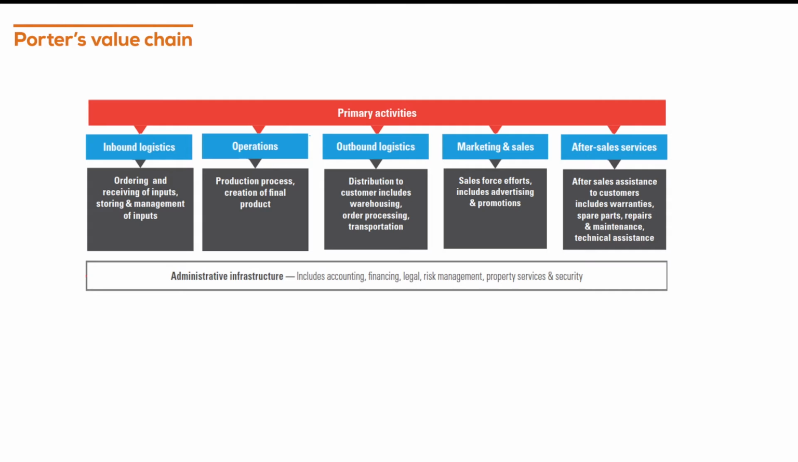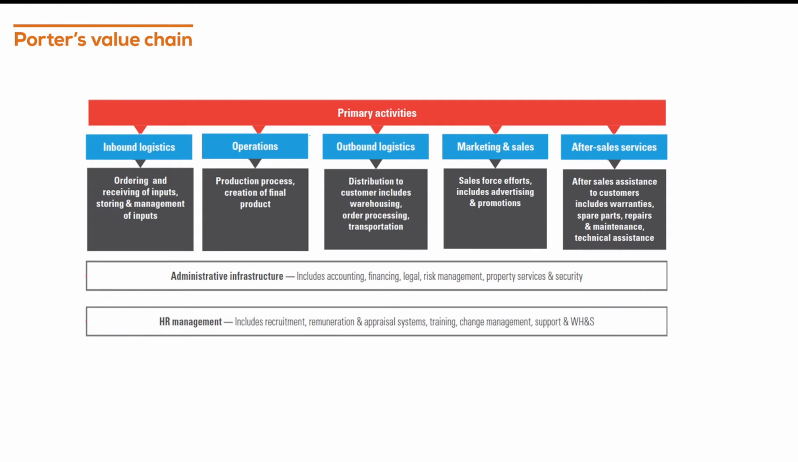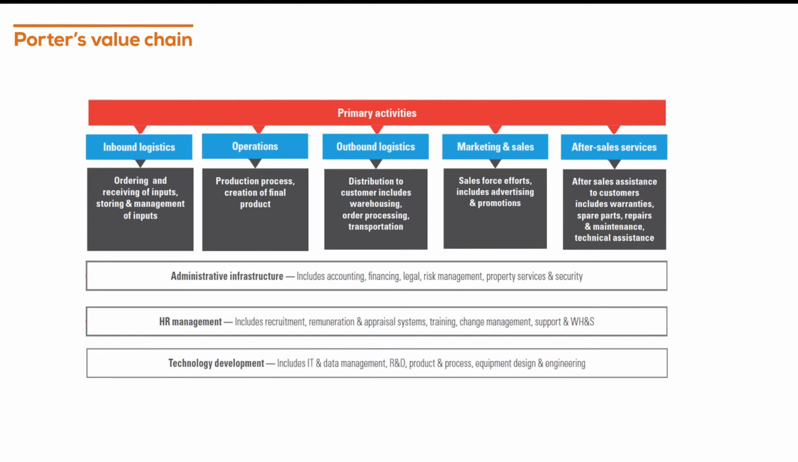activities. So this is administrative infrastructure. It includes professional, accounting, financing, legal, risk management, property services, and security. And the other thing, HR management includes recruitment, remuneration, an appraisal system, training, change management, support, and WHS. So this is HR management.